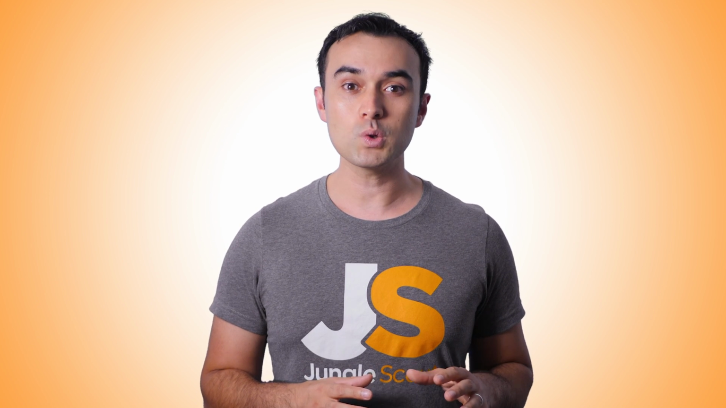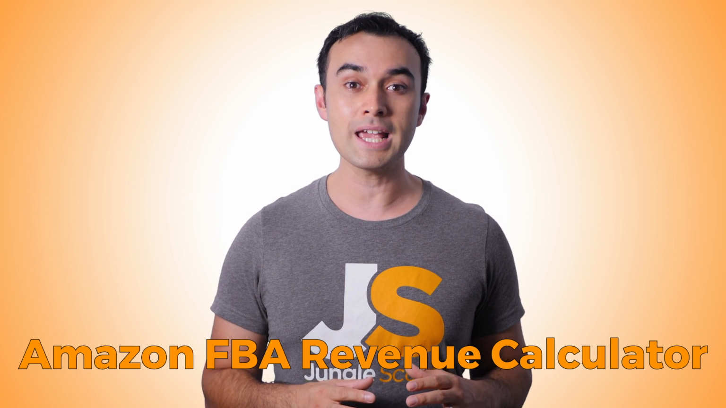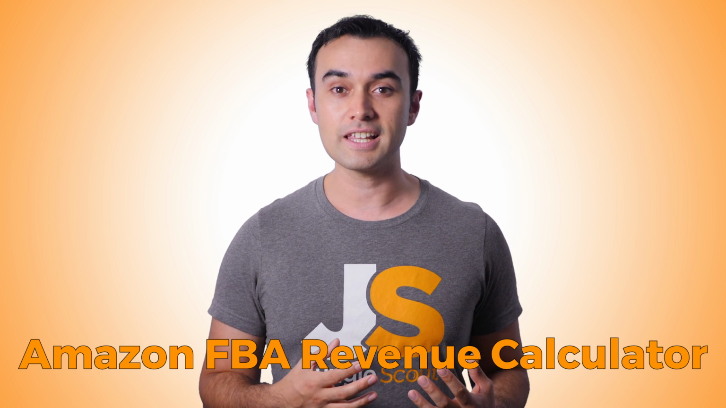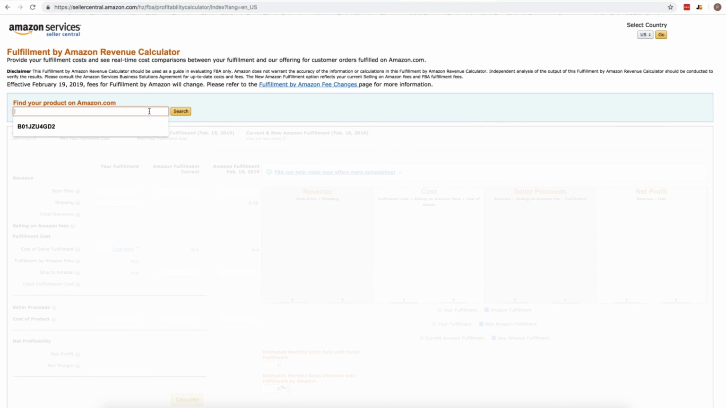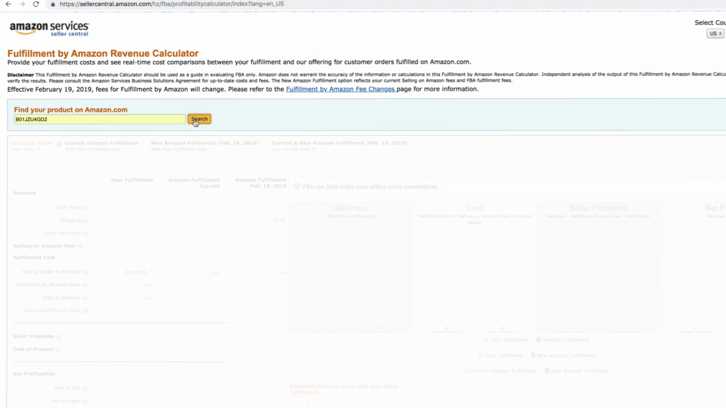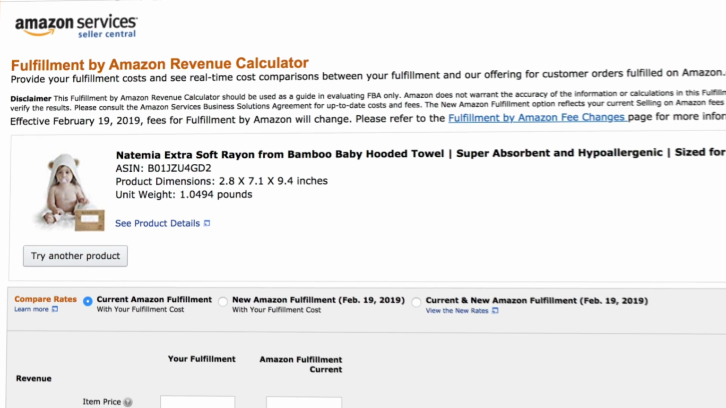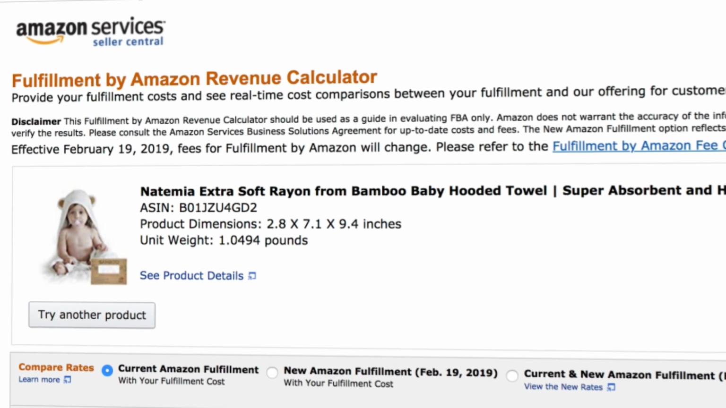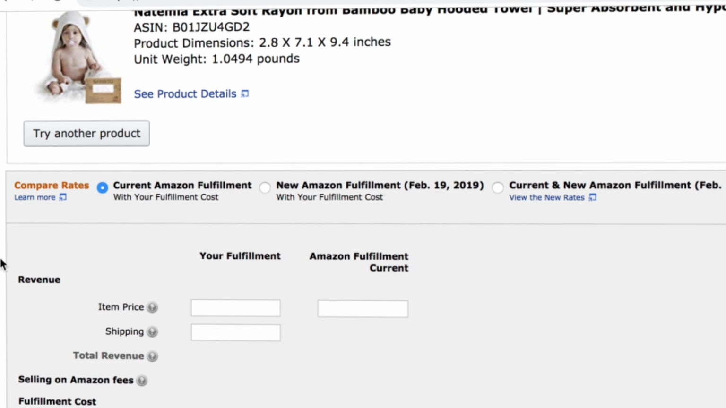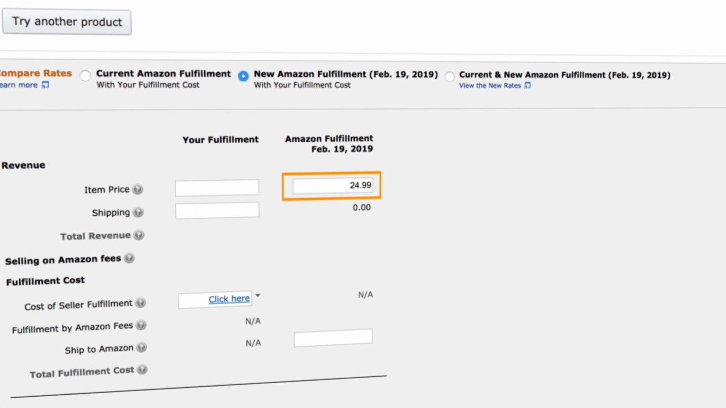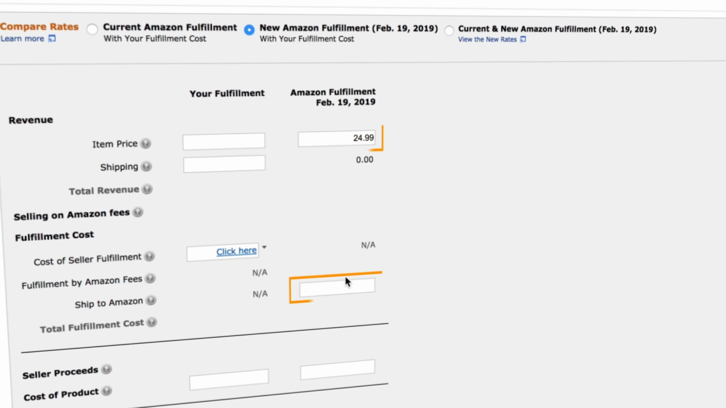A great free tool you can use is Amazon's FBA revenue calculator. Just Google Amazon FBA calculator and it should be the first result. Step 1 is to search for a similar product, such as a competitor's. This is because it will calculate fees based off of the dimensions, weight, and category. So it does need to be similar. Begin with the sales price you expect to sell at. We'll say $24.95.